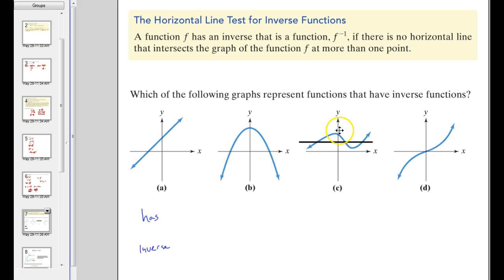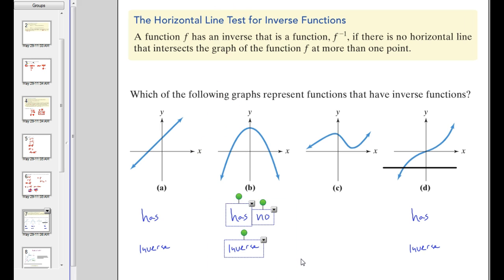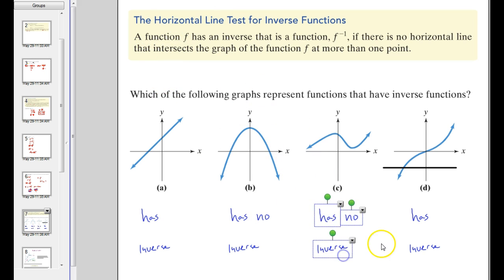And then the last one, again, it never hits more than once all the way through. So it passes the horizontal line test. So A and D have an inverse. And then B and C have no inverse. Alright, so failing the horizontal line test means there is no inverse function.